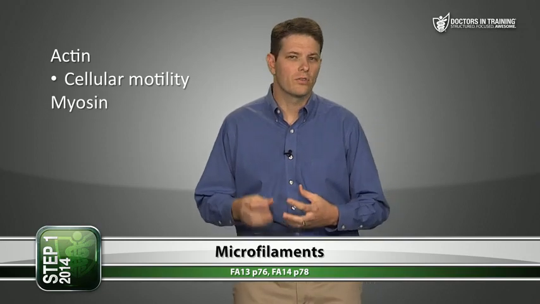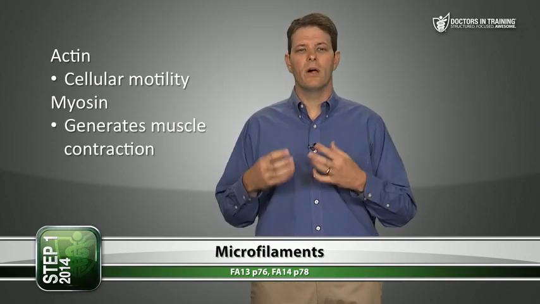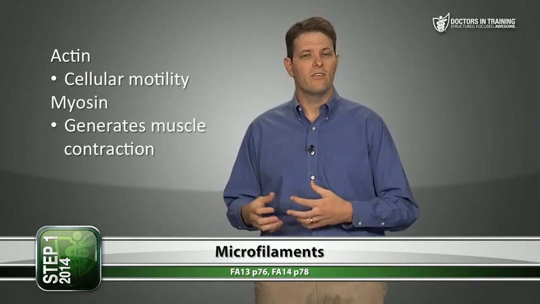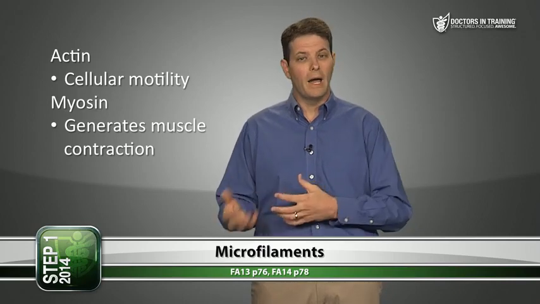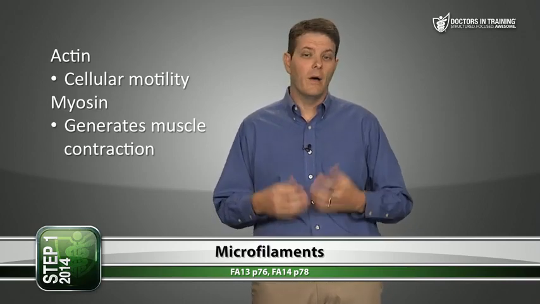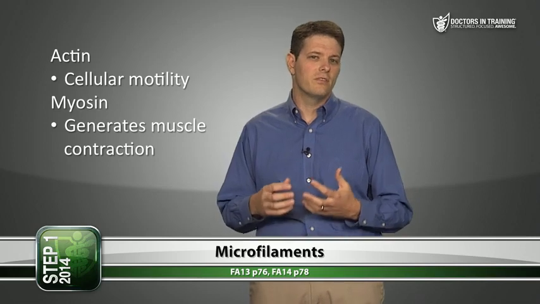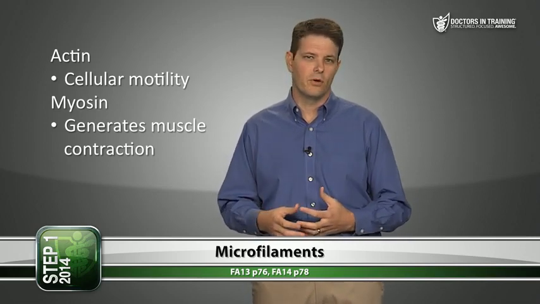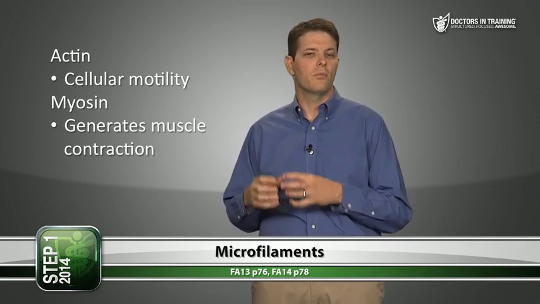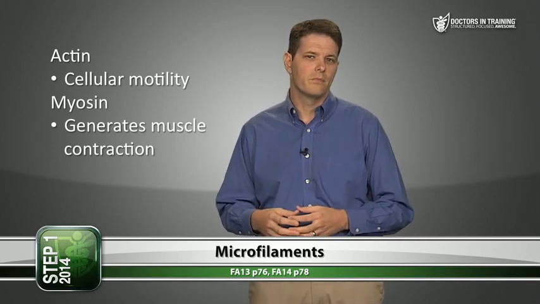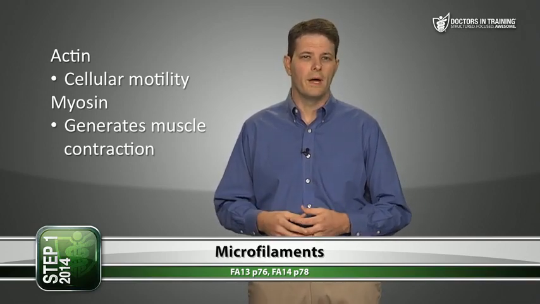And myosin works right alongside actin to generate muscle contraction. So muscle cells have lots of myosin filaments. Myo means muscle, right? Myosin was first discovered in the muscle cells, but there's actually an enormous family of myosin proteins, which are mostly involved in cellular motility in one form or another. And muscle contraction is certainly a big part of that.